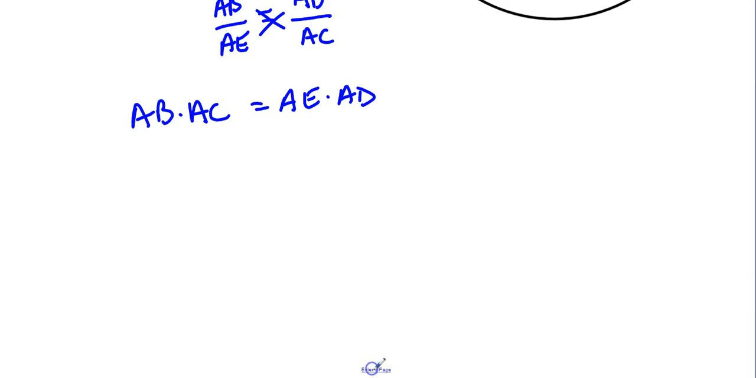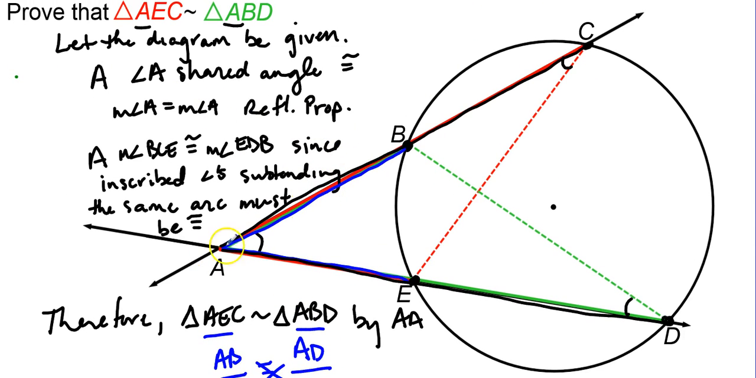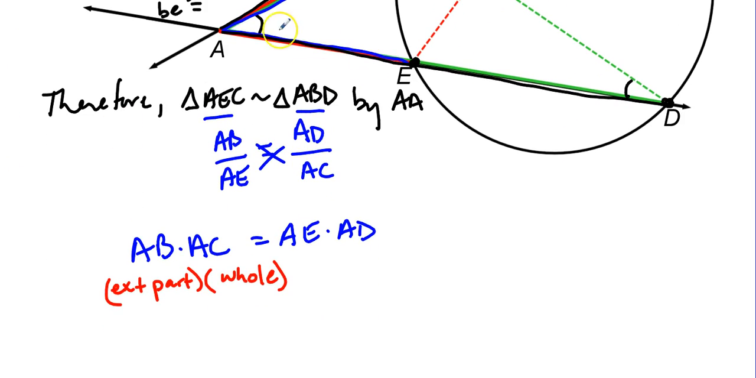The way that I always remember this is AB is a small part, the exterior part, times the whole line. I'll show you what I mean up here. So exterior part times the whole line is going to be equal to the product of the exterior part of the other secant times the whole. That's the way that I remember it: small part times whole equals small part times whole for any secant times secant.